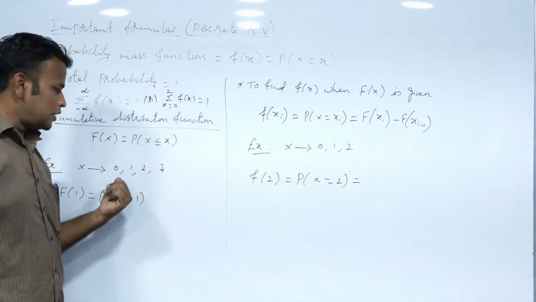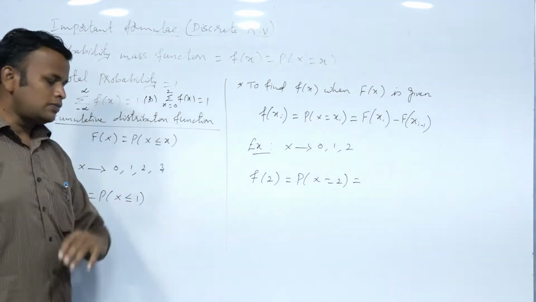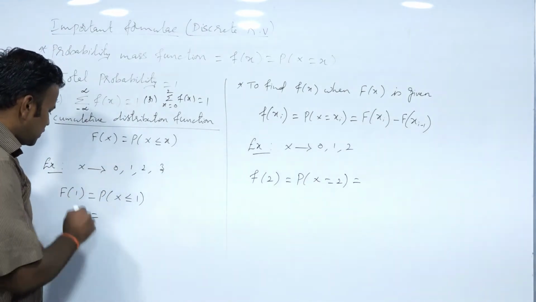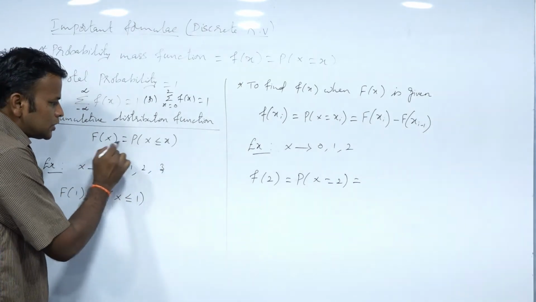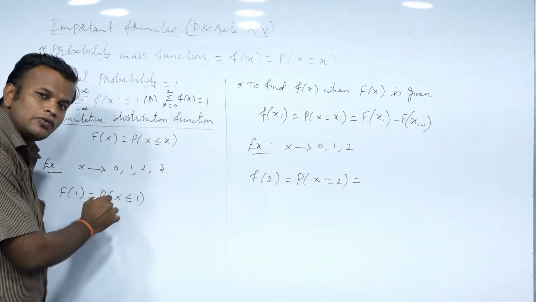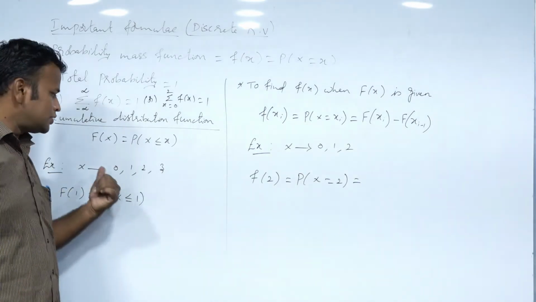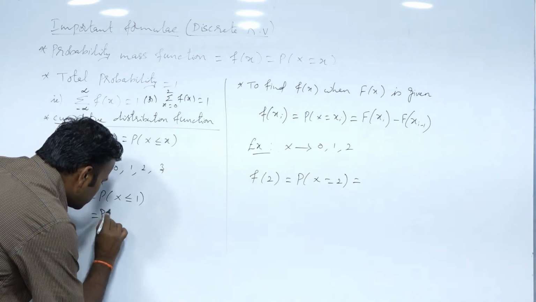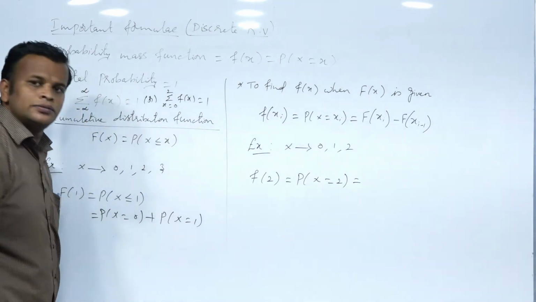The random variable X can take values 0, 1, 2, 3 like this. I assume X can take these 4 values. Suppose we find F of 1. You see here, in place of x, I substitute 1. So P of capital X less than or equal to 1. That is the probability of the random variable X. That value may be 1 or less than 1. So what are the chances here? What is the number less than 1 here? 0. So there will be 2 chances: either P of X equals 0 or P of X equals 1.